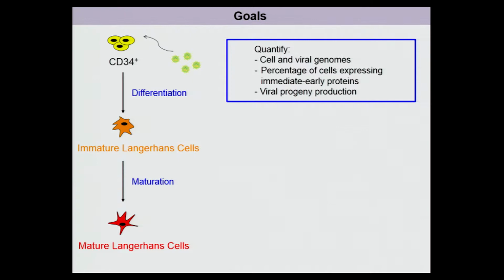One of the specific goals is to quantify both cellular and viral genomes during this process, the percentage of the cells that are able to express immediate early proteins, which means that the virus is entering the lytic cycle instead of staying latent, and to quantify the viral progeny production, again, to see if the virus is going lytic or staying latent. This is the first work that actually quantifies what happens during this path.